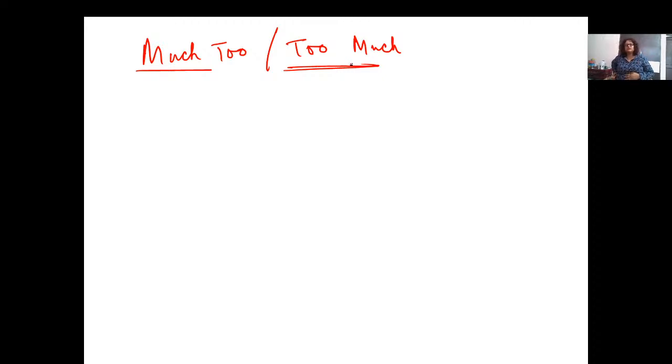This type of question we have to discuss. I will discuss it in our next class. At first, I want to clear all the concepts. If your concept is not clear, you cannot do any question, because adverbial questions are not so easy. It's very difficult. That's why at first I want to clear your concepts. So now next we will discuss much too and too much. What is the difference between much too and too much?